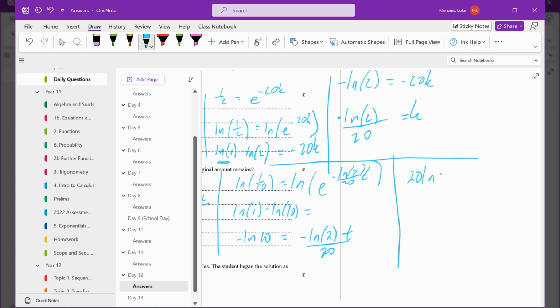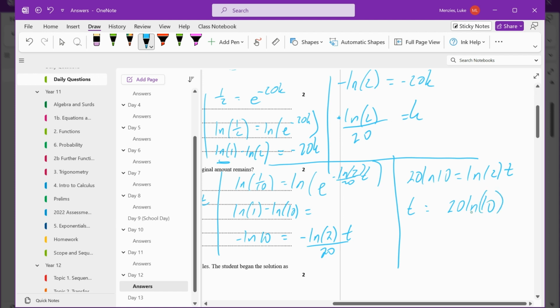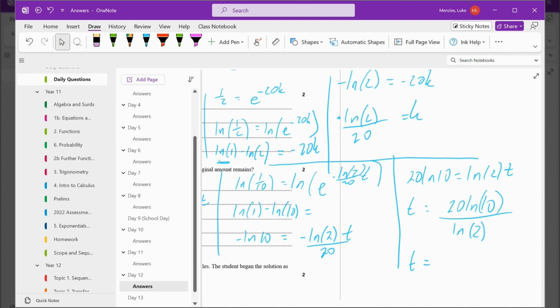ln of 10 is equal to ln of 2t, and then t is equal to 20 ln 10 over ln of 2. And t, I believe if you put that into your calculator, you should get 66.43. T is equal to 66.43.